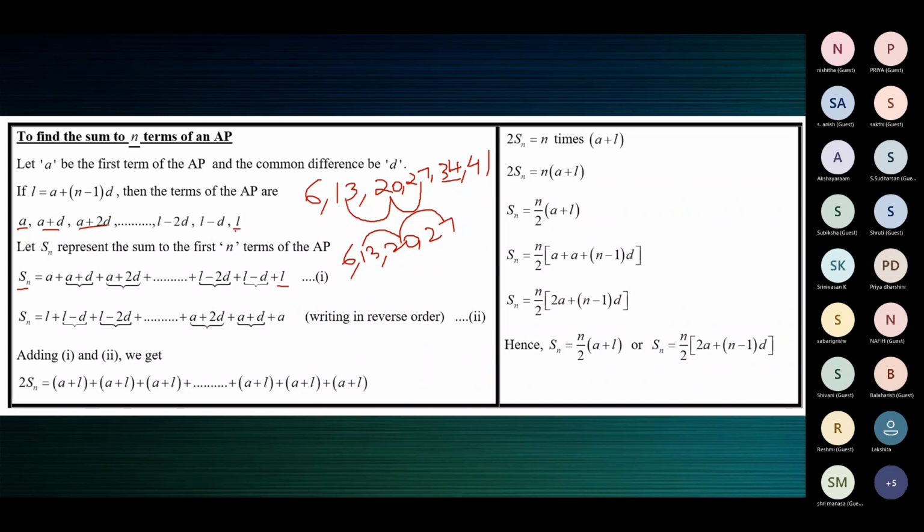Similarly, the nth term, we are calling it L. If you want to find the term before L, the previous term, you should subtract the common difference, L minus D. And if you want to find the term before this one, you should subtract the common difference again, L minus D minus D, L minus 2D. Now clear, ma'am? Okay.